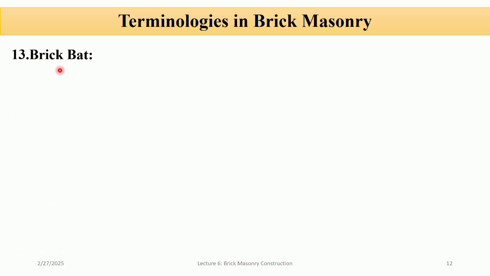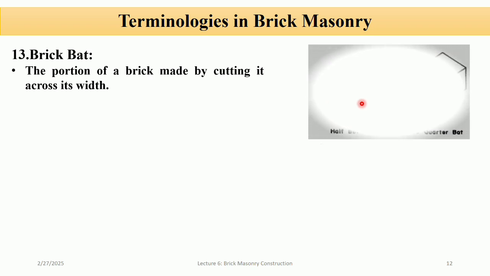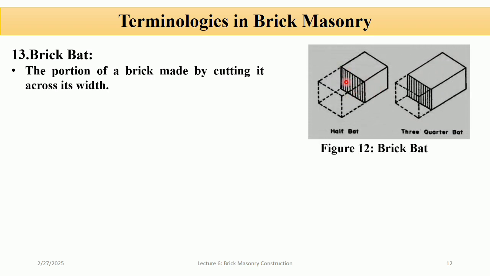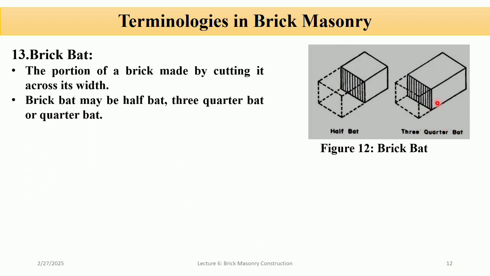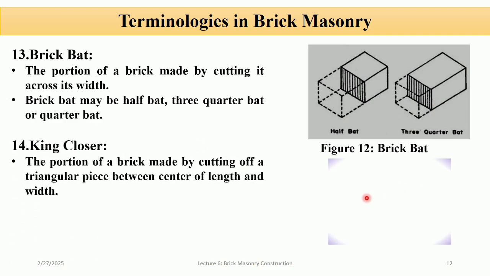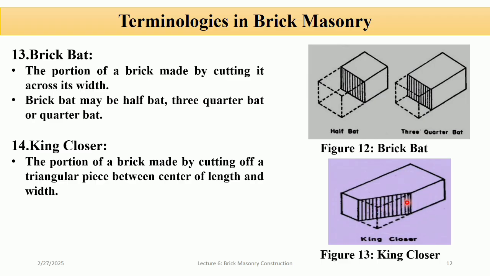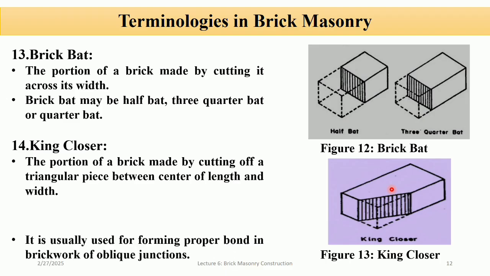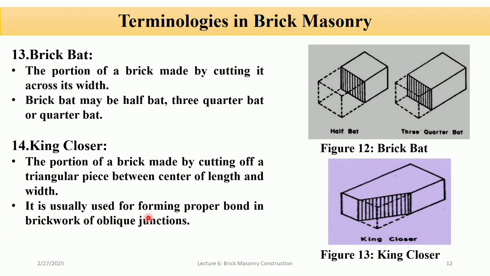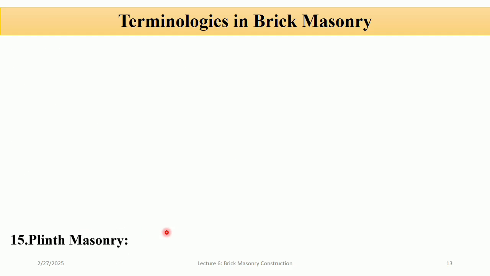Brick bat. When we cut a brick along its width, the portion is known as brick bat. So the brick bat may be a half bat or a three-quarter bat. King closure. When we cut a triangular portion from a brick, the remaining portion is known as king closure, and it is usually used for forming proper bond in brickwork at an oblique junction.